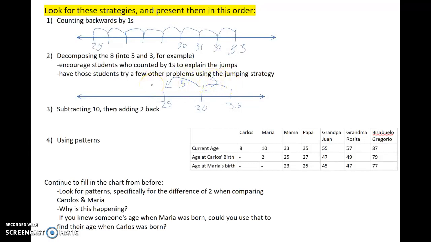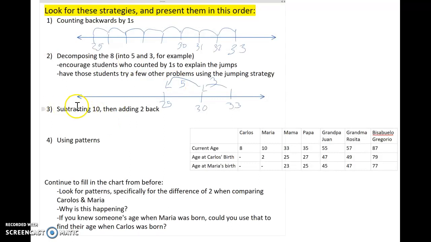If there's a couple different groups who were counting by 1, call in a couple different people to try to explain that strategy. You could even call on a group that counted back by 1s to try for the first time using the bigger jumps for another one of the problems. There are lots and lots of problems they solved here, so you could have them try to solve Grandpa Juan's using the jumping strategy if they're up to it.